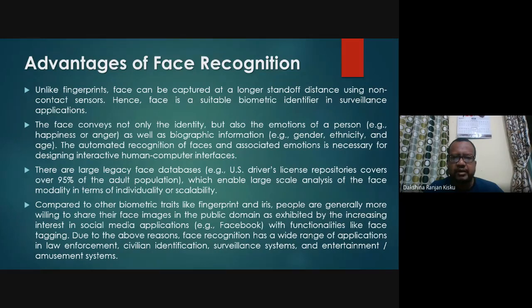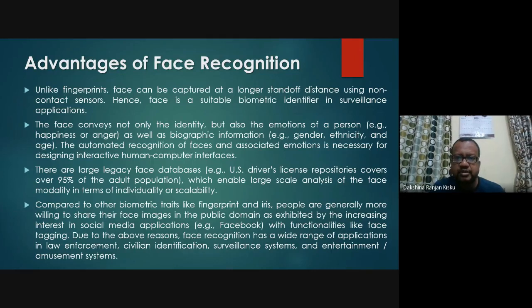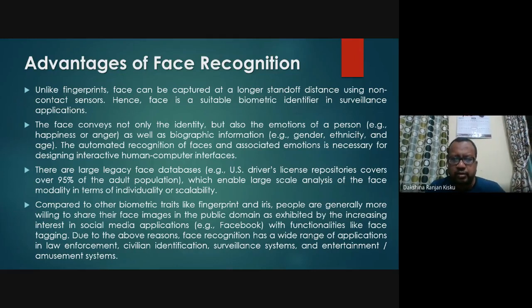Now, what are the different advantages of a face recognition system? Unlike fingerprint, face can be captured at a longer stand-off distance using non-contact sensors. Therefore, face is a suitable biometric identifier in surveillance applications. That means we can use the face recognition system without interfering with the subject, capturing the face image from a distance.